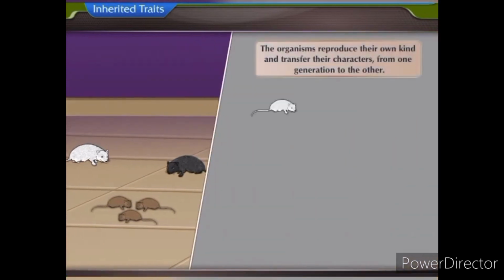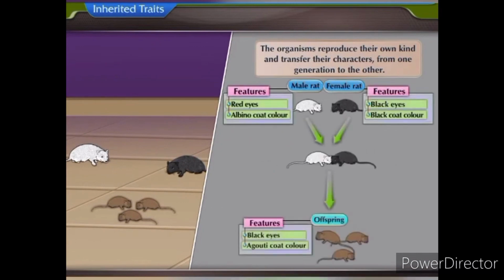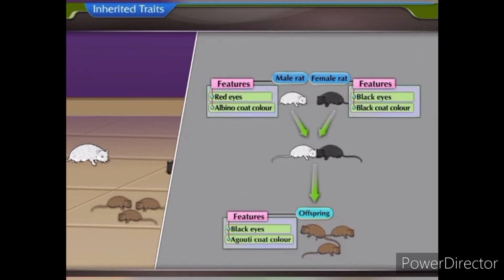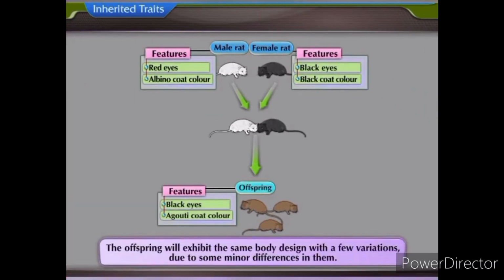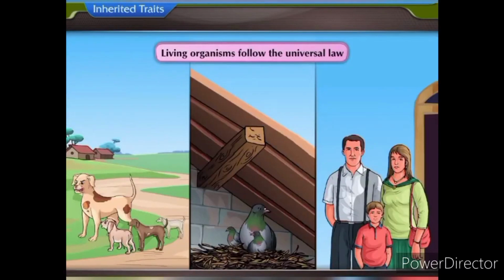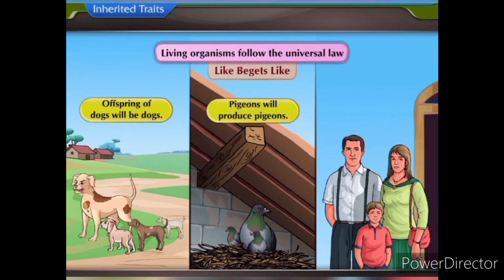This is because the organisms reproduce their own kind and transfer their characters from one generation to the other. That is why a rat will produce young rats similar to itself. The new offspring will exhibit the same body design with a few variations due to some minor differences in them. Living organisms follow the universal law of like begets like. It means that the offspring of dogs will be dogs, pigeons will produce pigeons, and humans will beget humans only.